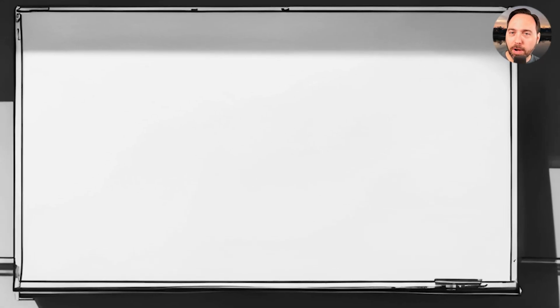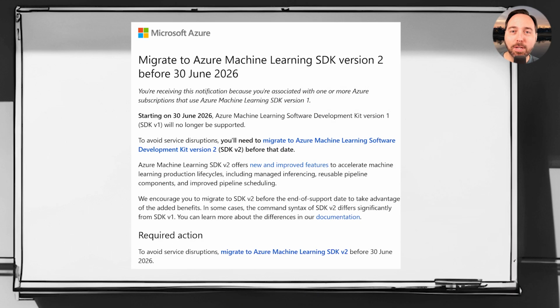Now, if you are a user of Azure Machine Learning, you may recently have received an email from Microsoft that indicates that you may have some work to do. Specifically, Microsoft will no longer support version 1 of the Azure Machine Learning Software Development Kit as of June 30th, 2026. That gives us a bit more than 1 year to move away from SDK v1 and switch over to version 2 of the SDK.